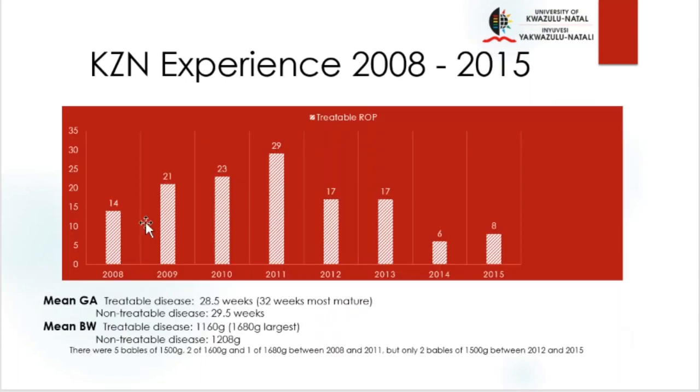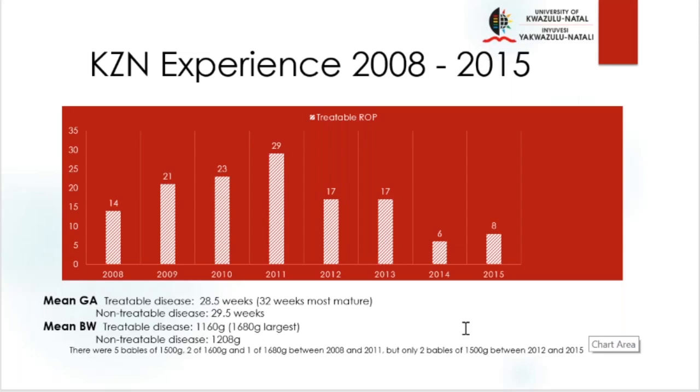We looked over the years 2008 to 2015 at our numbers in KwaZulu-Natal. We had a large number of babies, close to 3,000 babies screened in that time, and found an incidence of 35.6% of ROP of any type, with an incidence of 5.1% of treatable ROP over the entire 8 years. However, interestingly, if you look at the graph for that time, you'll note that in the first 4 years, between 2008 and 2011, there was a steep increase in the number of treatable ROP cases. And subsequently, in the 4 years thereafter, it was again declining.